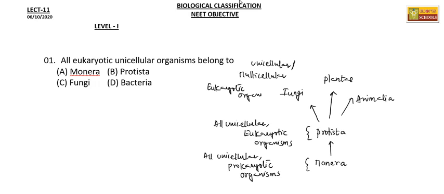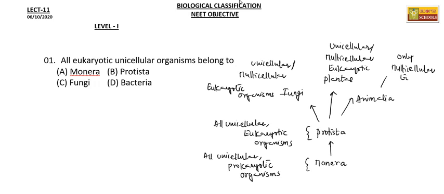And coming to Plantae, this group also includes unicellular or multicellular eukaryotic organisms. And lastly, the Animalia, it will include only multicellular eukaryotic organisms.